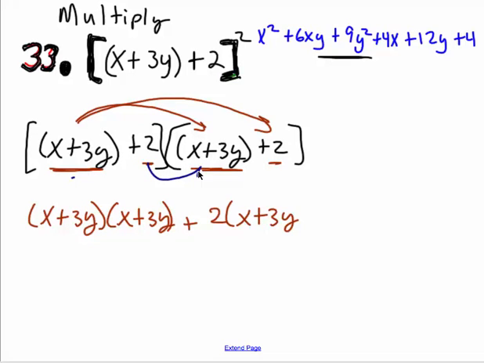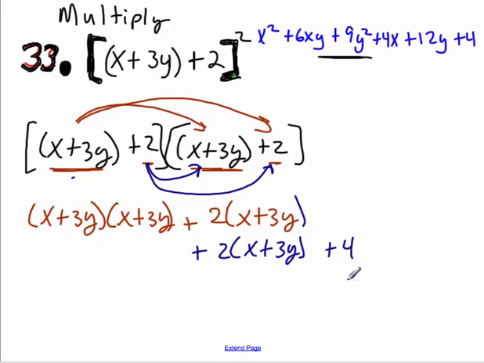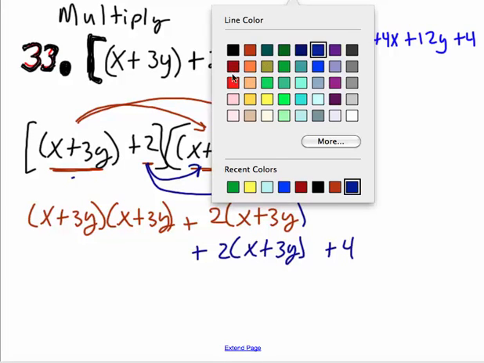Okay, next one times this one, next term times the first term, which is also plus 2 times x plus 3y. We'll close those parentheses. And then that second term times the last one, 2 times 2 is plus 4. Okay, so from this point we can go ahead and multiply these things out and see what we have.